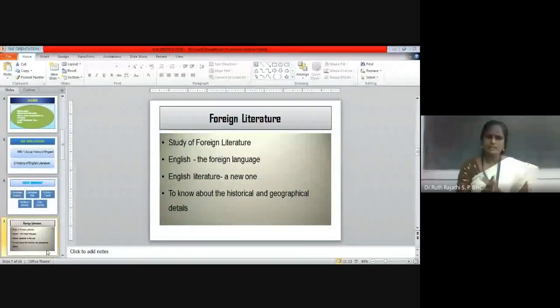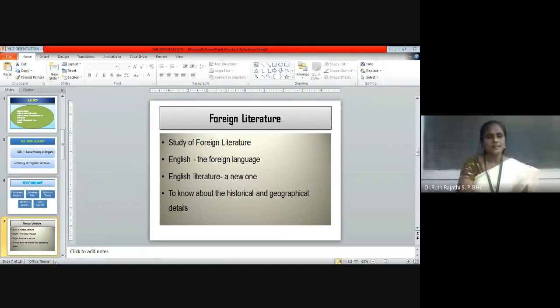English literature is of course a foreign literature to all of us. We are not the natives, so this is a new literature to us. English is of course a new language, a foreign language to us. So this book, Social History of England, aims to provide historical details about the foreign land, England, as well as the geographical details to some extent. We must know where England is situated, right? We have to know the geographical structure of this nation, and we are supposed to know about the historical progress of this land. This is how we are going to study this book, Social History of England.